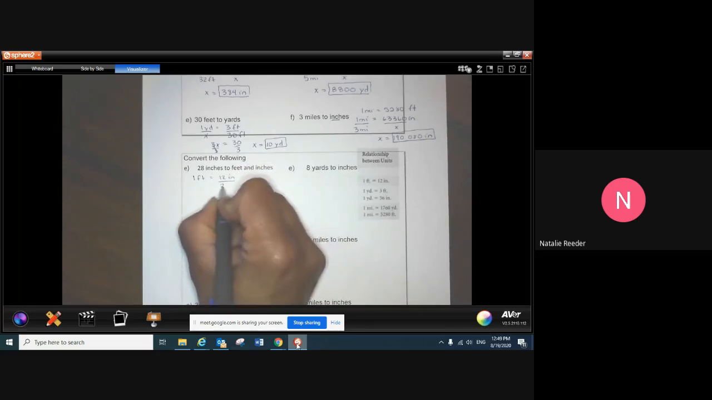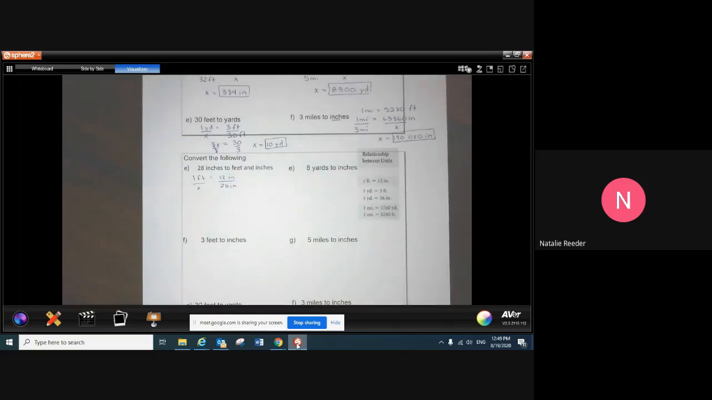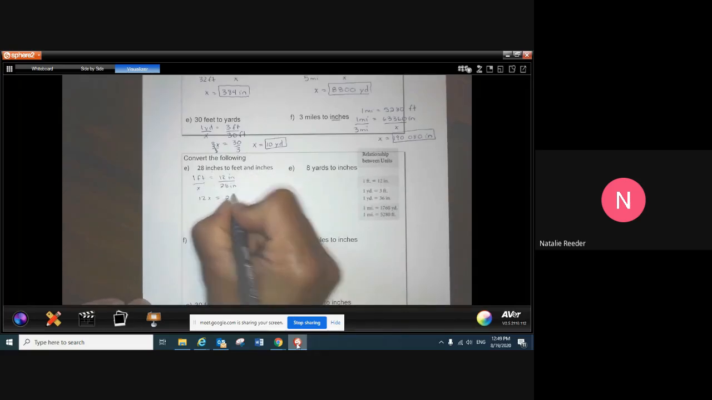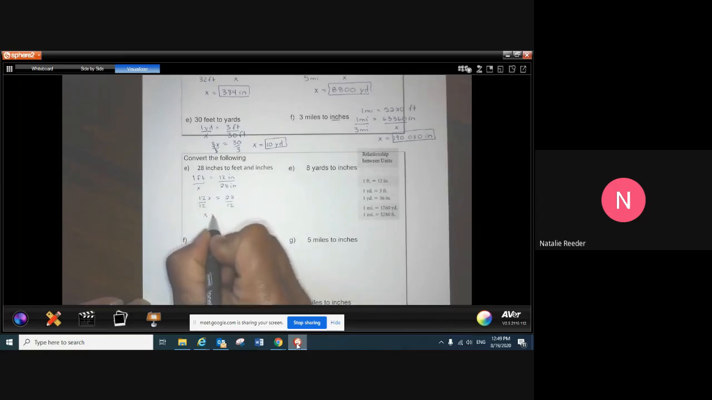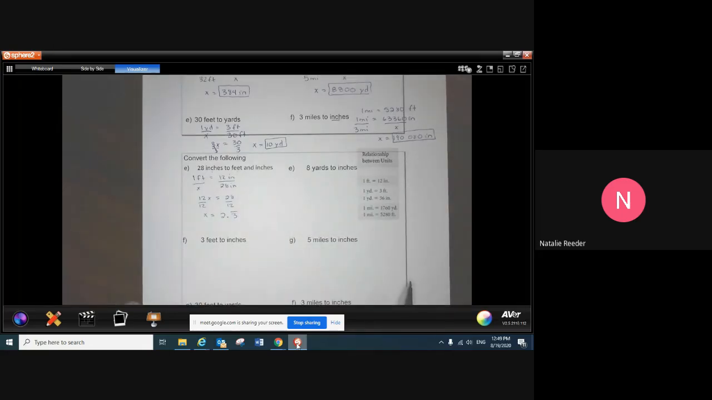Now I have 28 inches. Again, we put inches under inches, and I want to know X amount of feet, how many feet that is. So 12 times X gives me 12X, and 28 times 1 gives me 28. Then I need to solve for X, so I need to divide both sides by 12. This gives me a decimal number. It's 2.3 periodic. Now, I can read this as 2 feet plus 0.3 feet. So if you add those two together, it gives you 2.3.